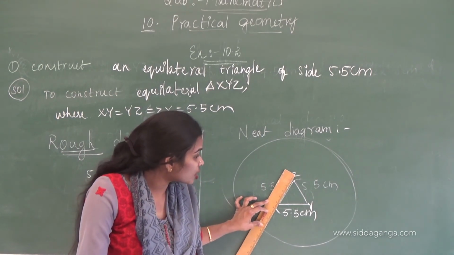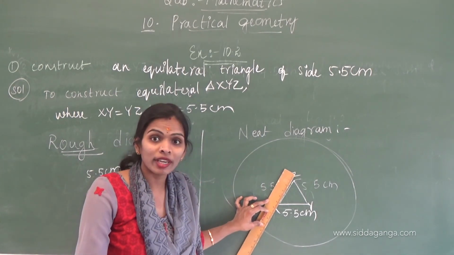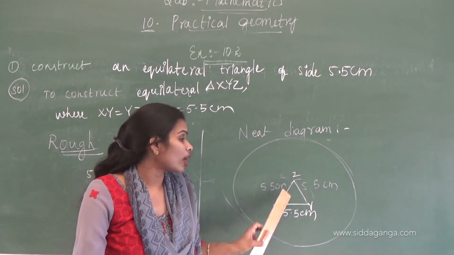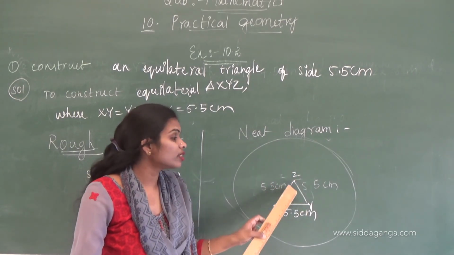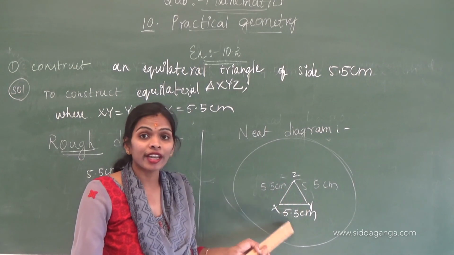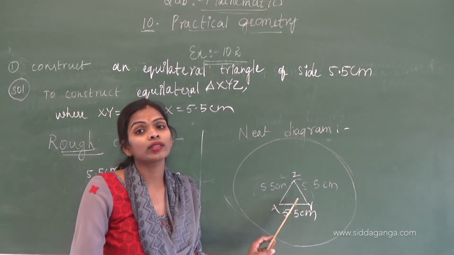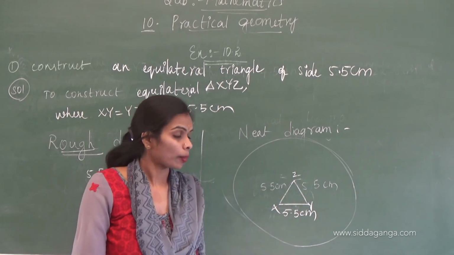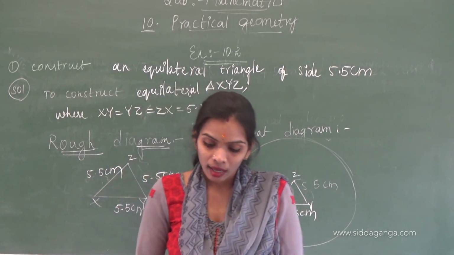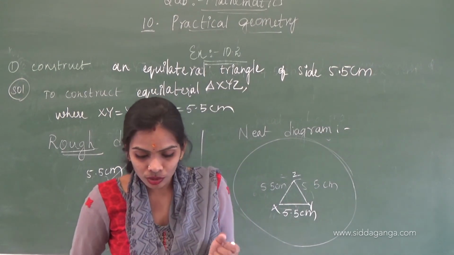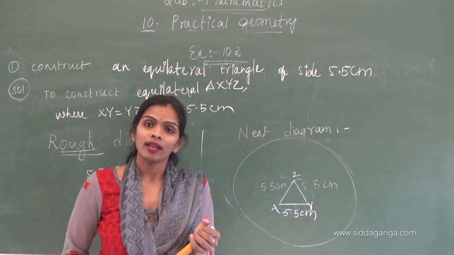If you have any doubt, just measure the length. The distance between Z and X is 5.5, you can see. If you have any doubt, check once whether all sides are equal or not. Okay, children. The third one you can do, just try that one. Thank you, children.